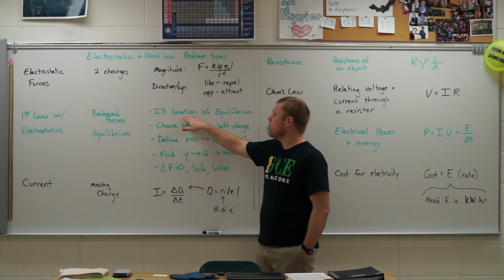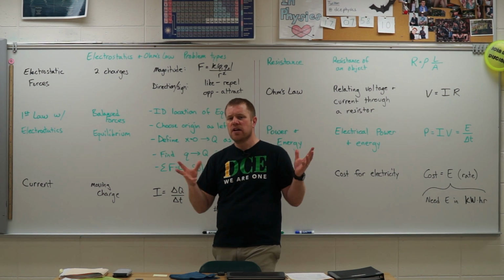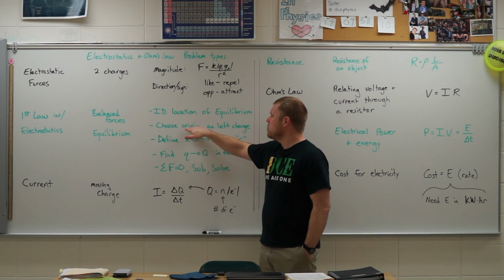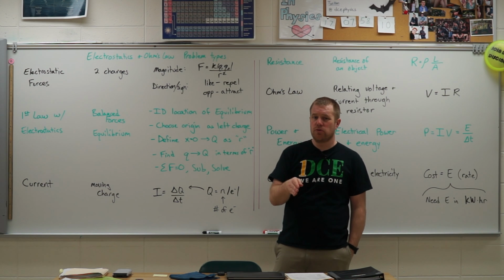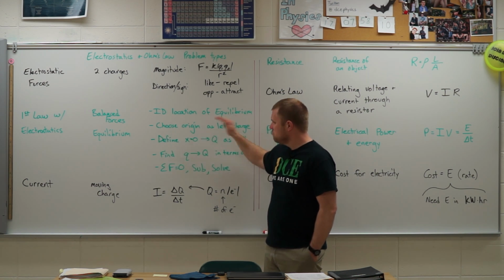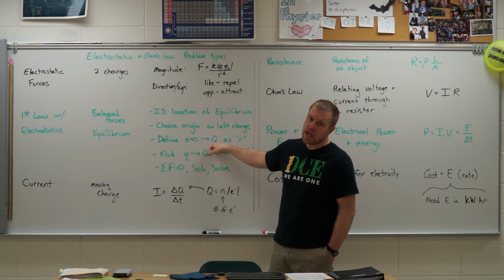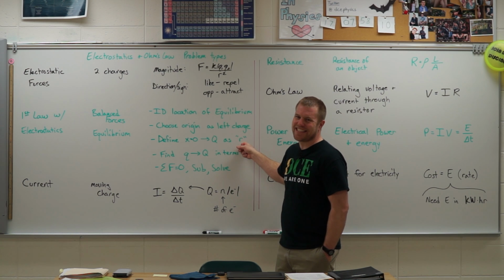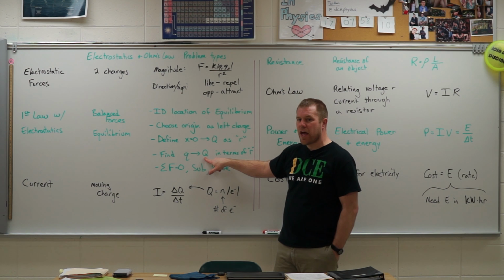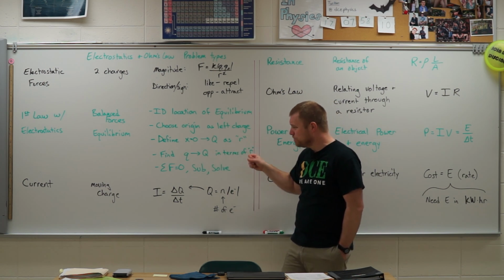So the first step is you have to identify the location of equilibrium. When I say location here, I just mean the region. Is it outside? Is it inside? And then you need to choose the origin as the left charge. Now, if they already chose the origin for you, go with that one. If not, you get to choose it at the left one. Now you need to define from the origin to the location of equilibrium as a distance r. Now you're going to find the distance from each charge to that equilibrium location in terms of that r you just defined.